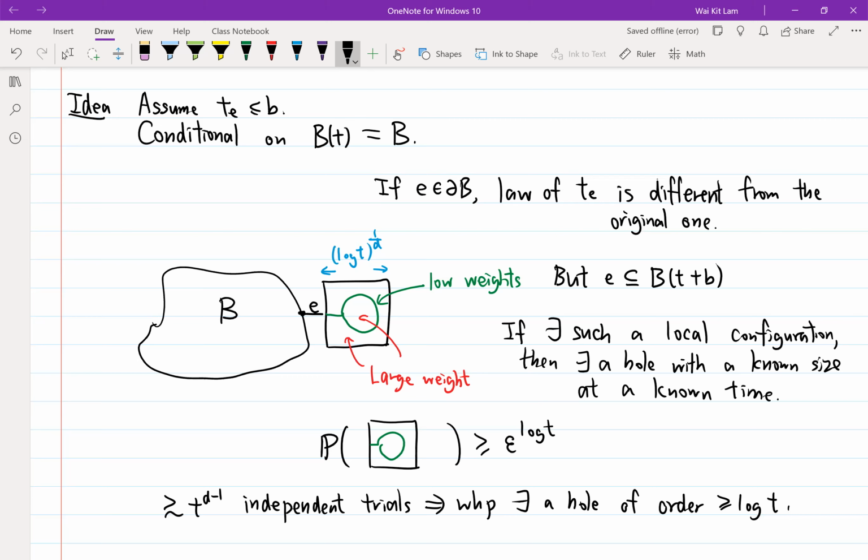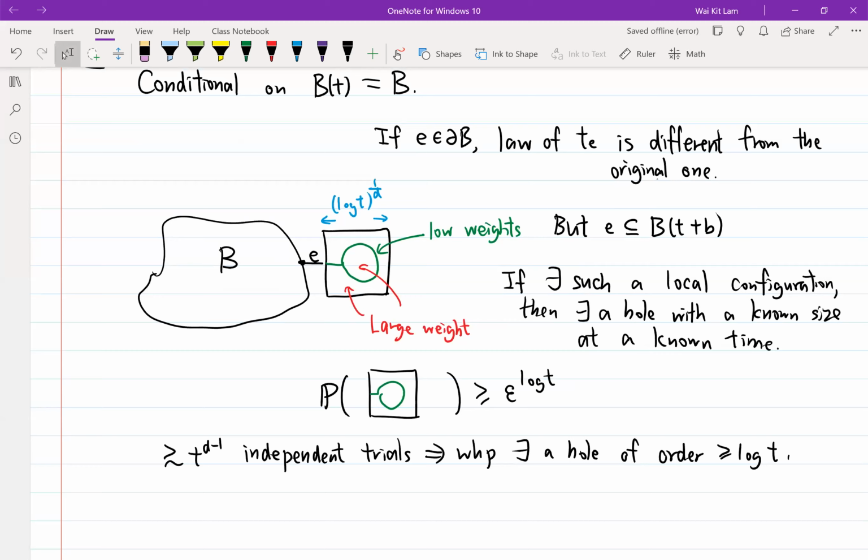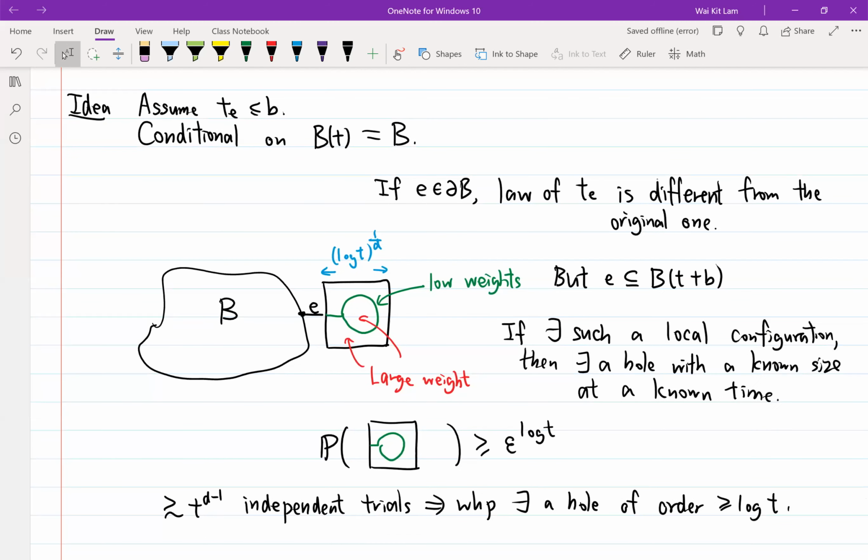But the point is, there's no control of how you can make sure that this edge is invaded after a fixed amount of time. So you need some more technical arguments to show that indeed this edge will be inverted at some point. But I'm not going to talk about that here. So this is the rough idea of how we can show the largest hole is of size at least log of t.